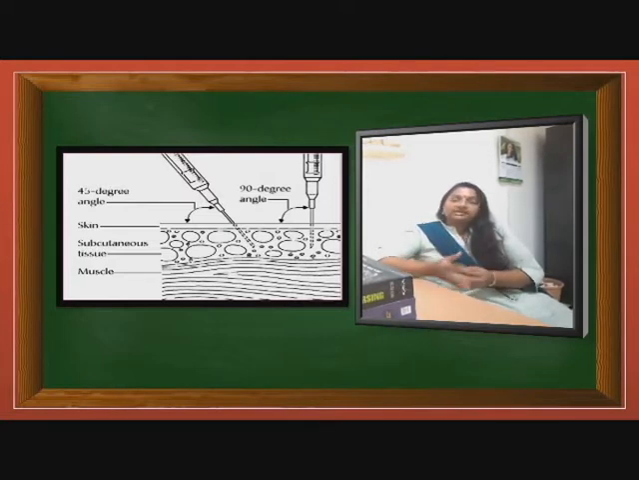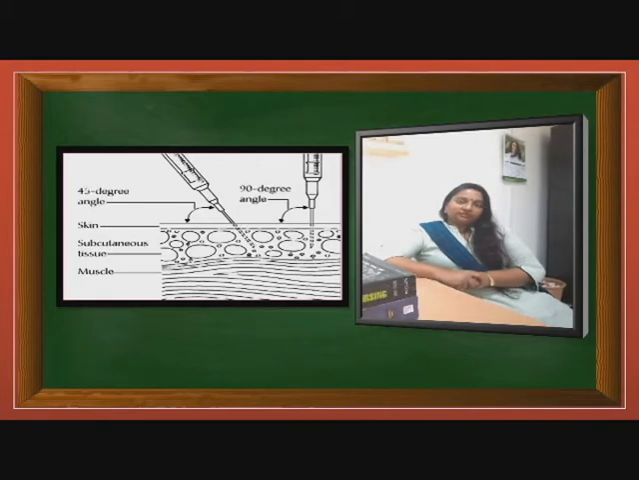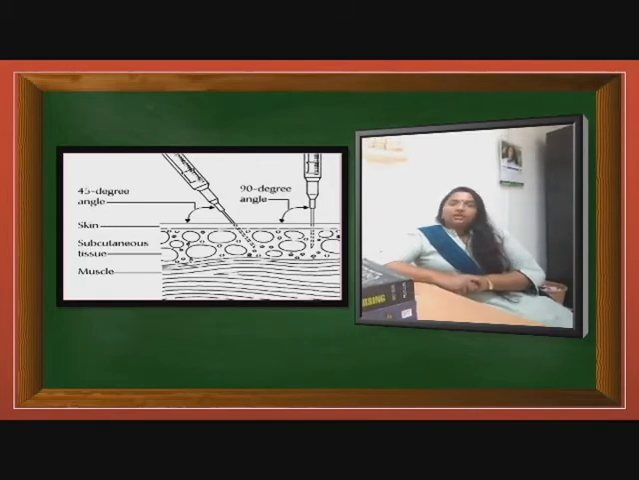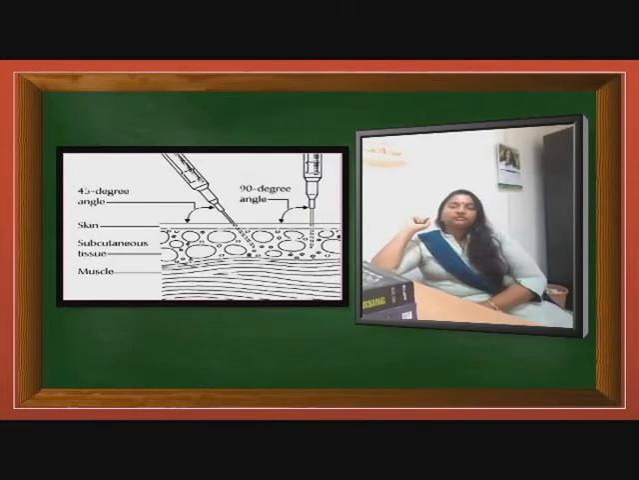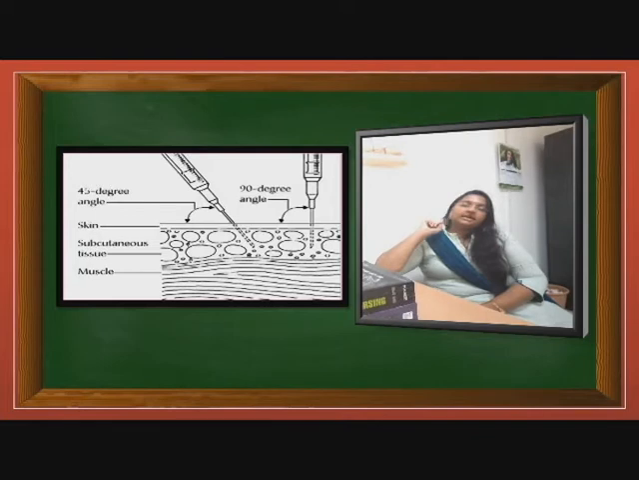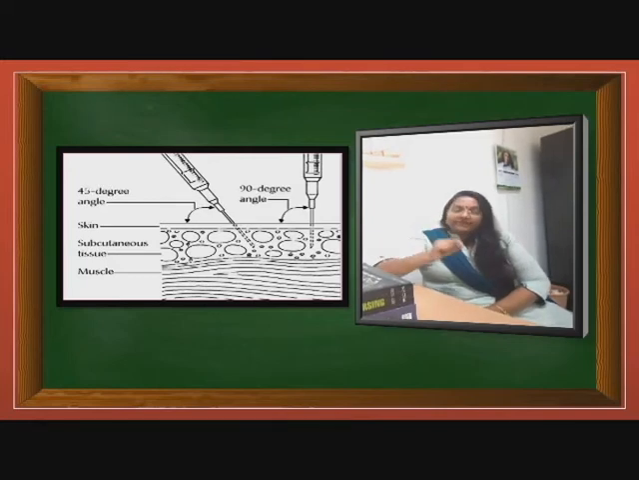Then we'll have to go for the side to which we are giving the injection. The selected site must be cleaned with an alcohol swab in a swirl fashion. It should not be in a linear fashion.